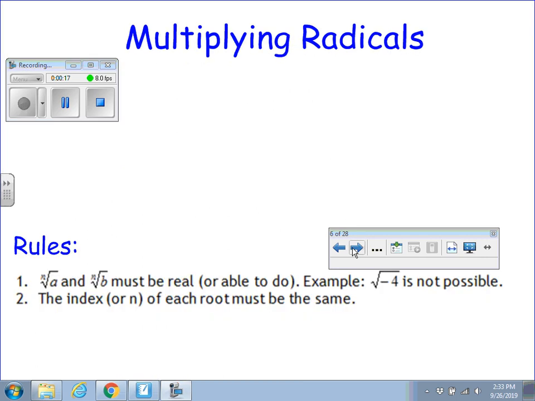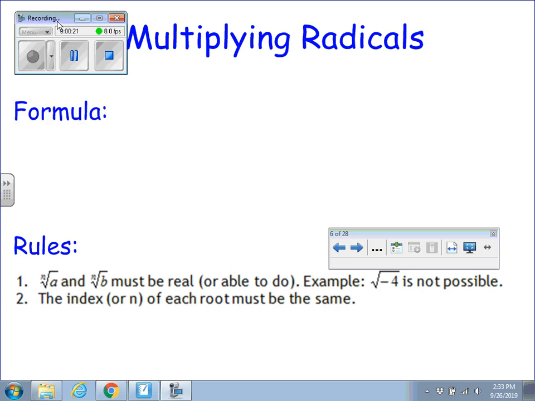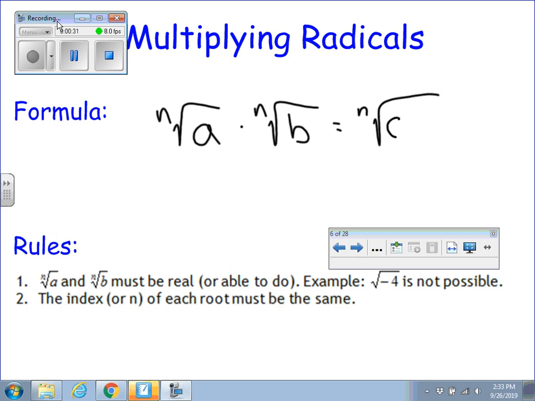So to multiply radicals, you need to know something called the product rule. If I have the nth root of some number a times the nth root of some number b, that is going to equal the nth root of a times b. Really, I should be saying expression instead of number because it's more than likely going to be an expression underneath your radical. Our rules to keep in mind is that the nth root of a and the nth root of b must be real, meaning you have to be able to do them.